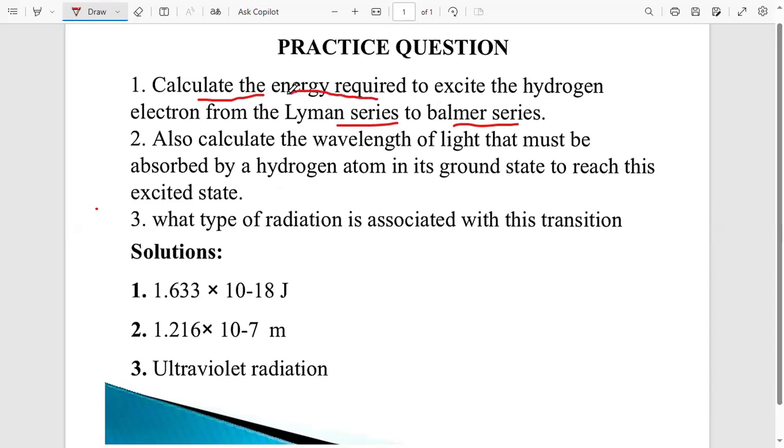We have to know what is the meaning of the Lyman series, and we also have to know what the Balmer series is. And then we also have to know the formula that we should use in order to calculate that energy when the electron moves from the Lyman series to the Balmer series. Okay, so let me go to my board here.